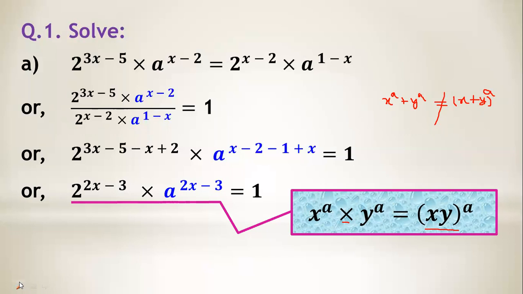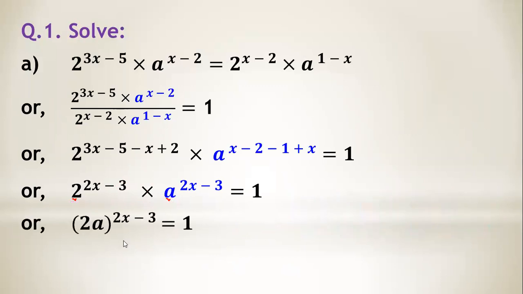So now going further in our question that we have been discussing, there is base 2 and there is base a. Even though they have different bases and there is a product sign, we can take them together, that is 2a, and we can write whole to the power 2x minus 3. So the same thing you can see here. I've just taken the bases together, a and 2, that is 2a, because of the multiplication sign in between them, and instead of 2x minus 3 and 2x minus 3, I have written the single power by taking it common: 2x minus 3 equals 1.